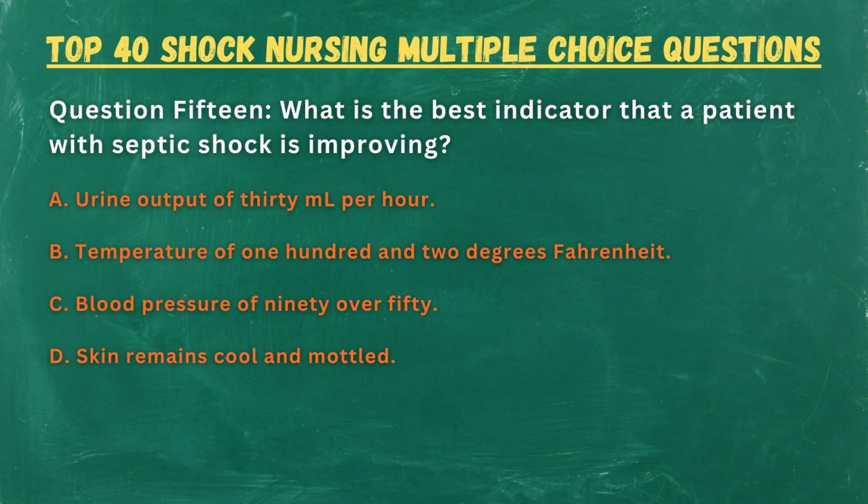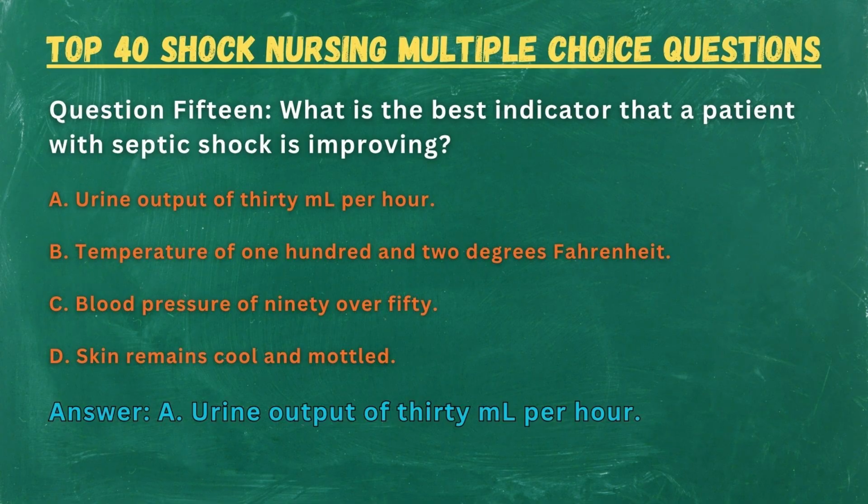Question 15. What is the best indicator that a patient with septic shock is improving? A. Urine output of 30 mL per hour. B. Temperature of 102 degrees Fahrenheit. C. Blood pressure of 90/50. D. Skin remains cool and mottled. Answer: A. Urine output of 30 mL per hour.